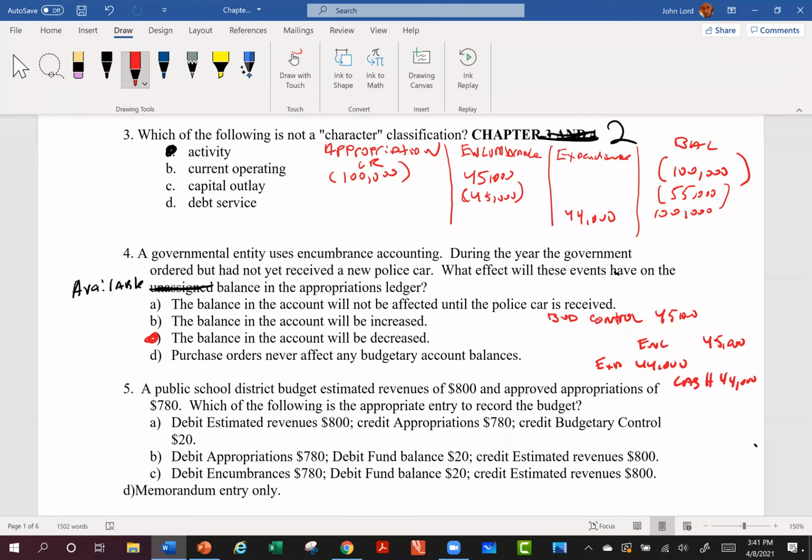So the balance in that situation, what comes up? So I could ask you a question like this and describe this whole thing. They ordered something and then it came in for less than the encumbered amount. What would be the effect on the appropriations ledger? Then the answer is going to be it's going to increase, isn't it? Well, we'll make an adjustment to push it up, but won't appropriations still have a lower balance than before the order?